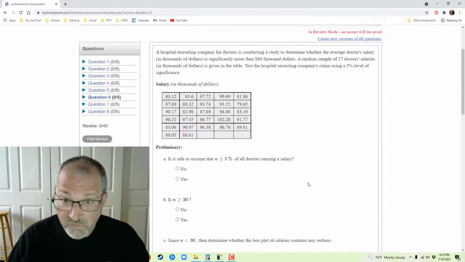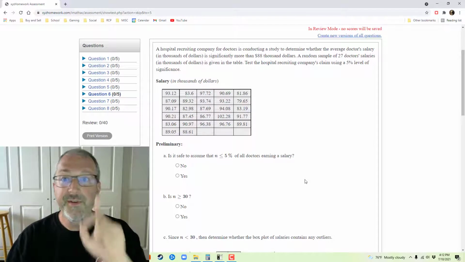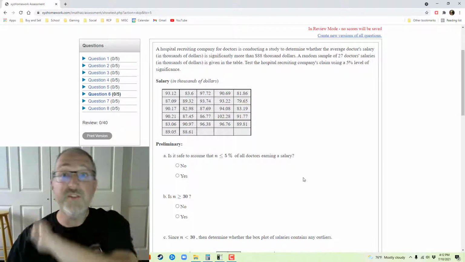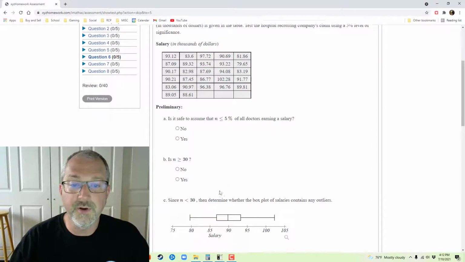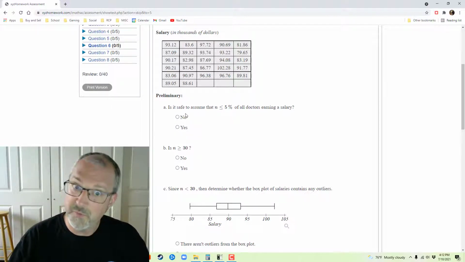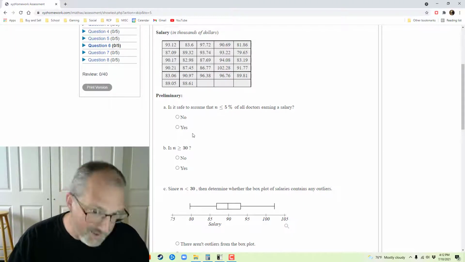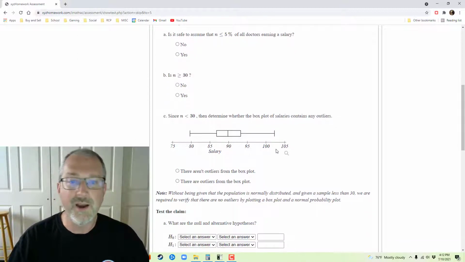But here we are in question 6. Question 6 is a t-test, and it's a t-test because we have a sample size that's under 30. Check this out. This is going to be a no, but it is safe to assume, yes, that this is less than 5% of all doctors. Remember the first preliminary question, is your n less than 5% of everybody? Yes, but the sample size is not. So what we have to do is an outlier check.